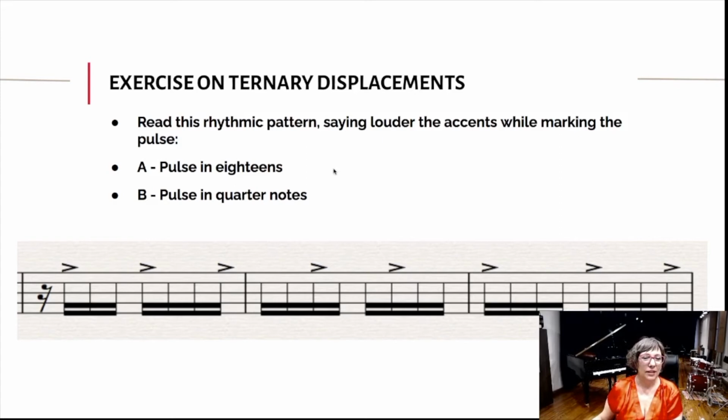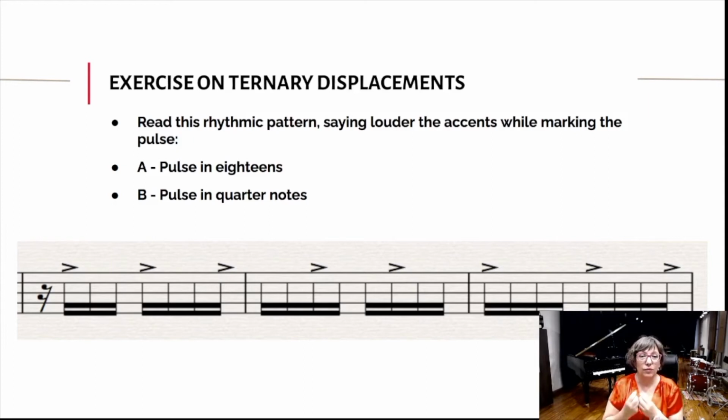So, first of all, I will propose you to read this rhythm, first of all marking the pulse in 8 notes. Yes, so we are going to play in 8 notes the pulse, and let's try to say with our voice this rhythm, always emphasizing the accent notes. So this would be 1, 2, 3, 4. Pa pa pa pa pa pa pa. Good. We can do it again, and you can try it in the piano. Try to imitate what you are doing with your voice.